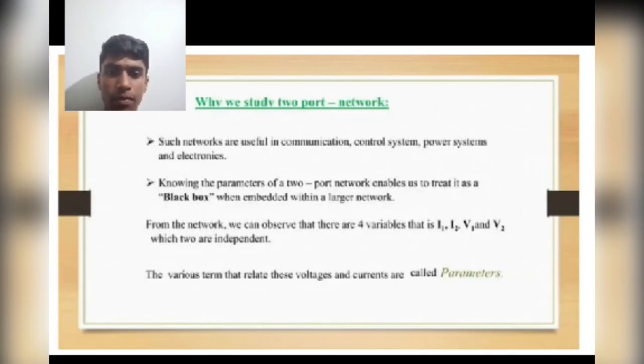Example. Why do we study two-port networks? Such networks are useful in communication, control systems, power systems, and electronics. Knowing the parameters of a two-port network enables us to treat it as a black box embedded within a larger network. From the network, we can observe four variables, I1, I2, V1, V2, of which two are independent. The various terms related to voltage and current are called parameters.